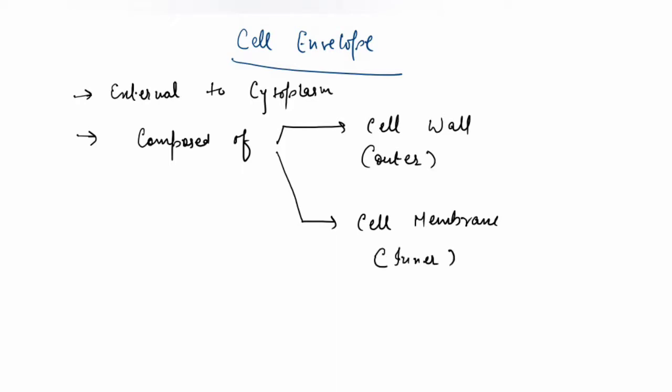So they both act as a protective layer. It maintains the integrity of a cell. That means it is providing a certain shape. It acts as a protective barrier like our skin, which acts as a protective barrier for our muscles, our internal organs. Now the cell wall.